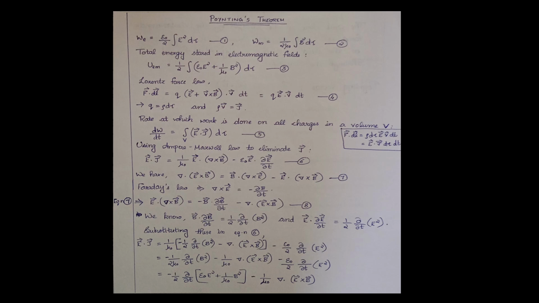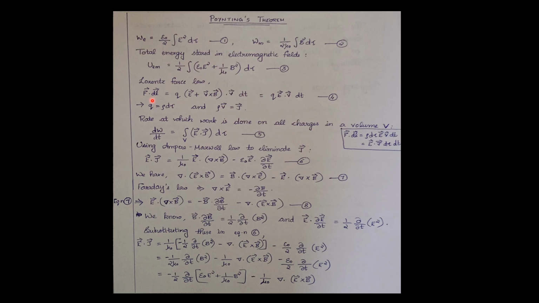Now the energy stored in the magnetic field is given by W_M equals 1 by 2 mu 0 integral B square d tau, where B is the resulting magnetic field. So the total energy stored in electromagnetic fields can be written as the sum of the two. So U_EM, the energy stored in the electromagnetic field, is equal to W_E plus W_M. Half is common in both, so half integral epsilon 0 E square plus 1 by mu 0 B square d tau.